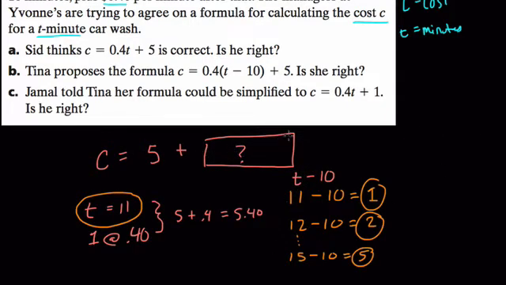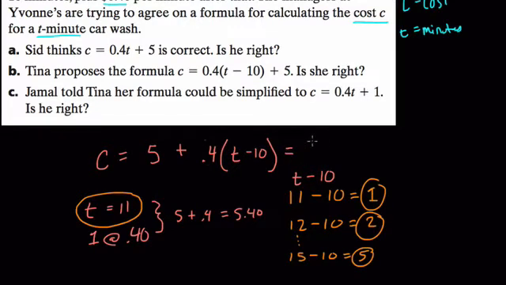So if we look back at our formula, let's clear this off. It's going to be $5 plus what? Well, they tell us it's 40 cents per minute after 10 minutes. So it's not just 0.4 times the minutes, it's 0.4 times the minutes after 10 minutes. So that's 0.4 times t minus 10.